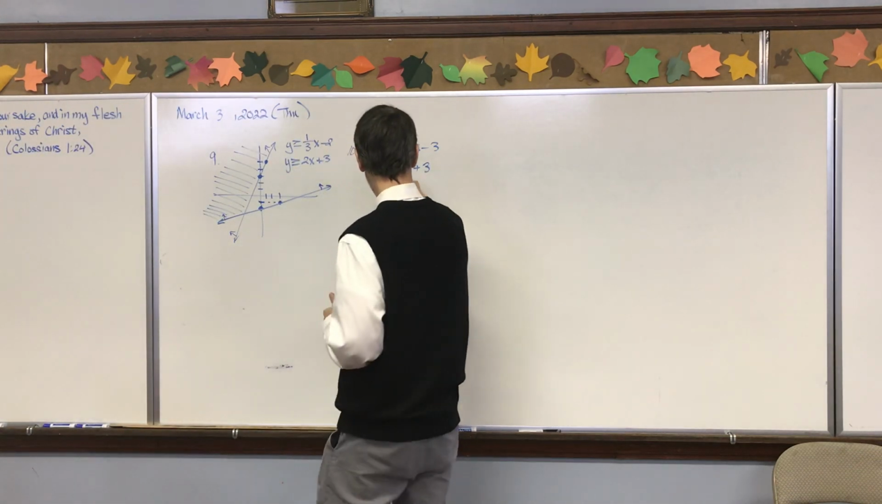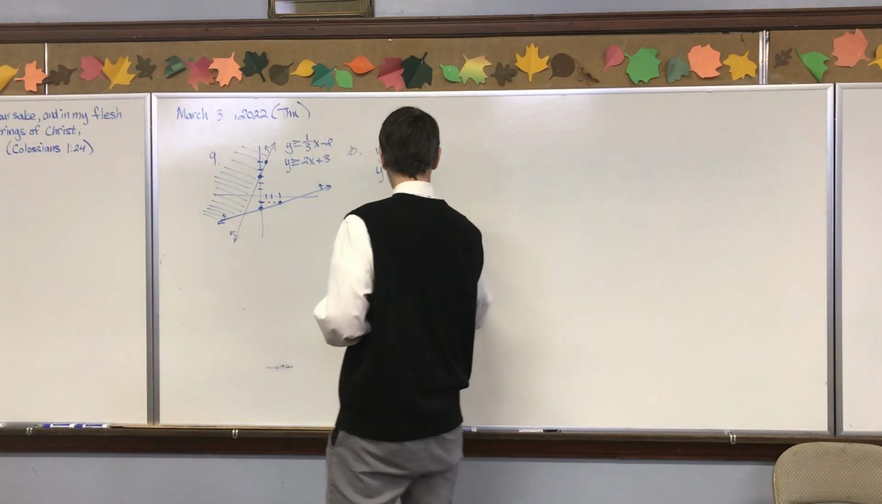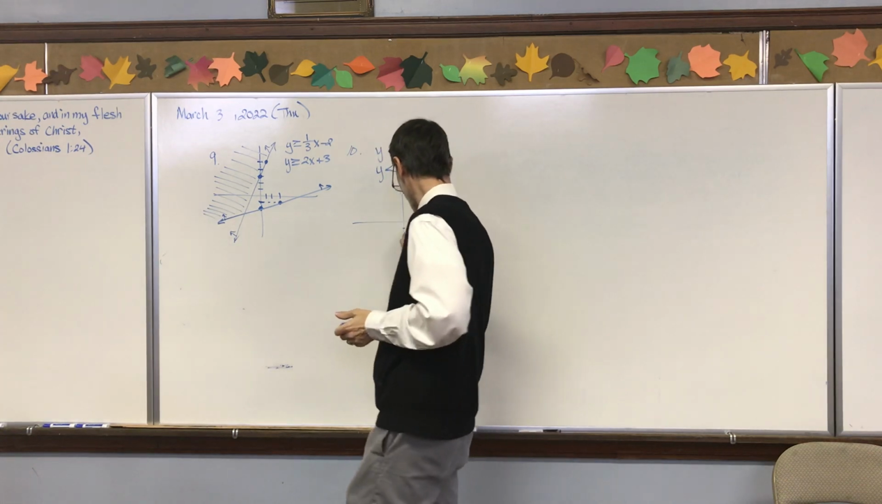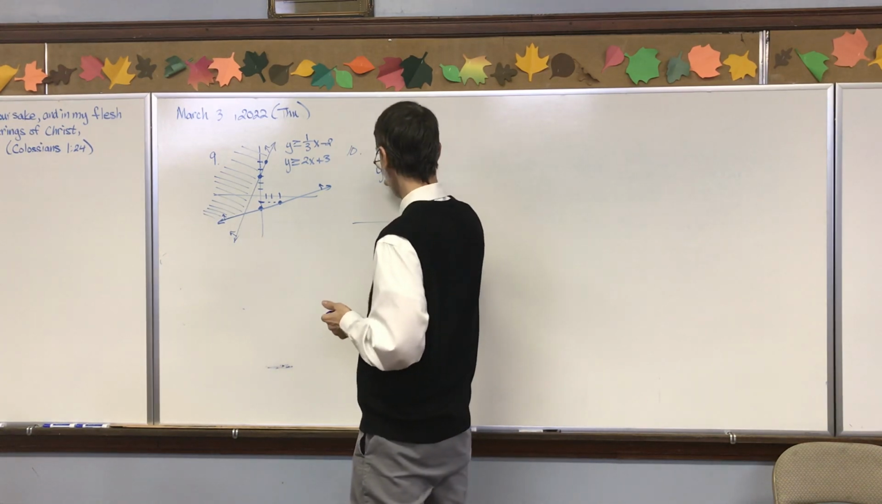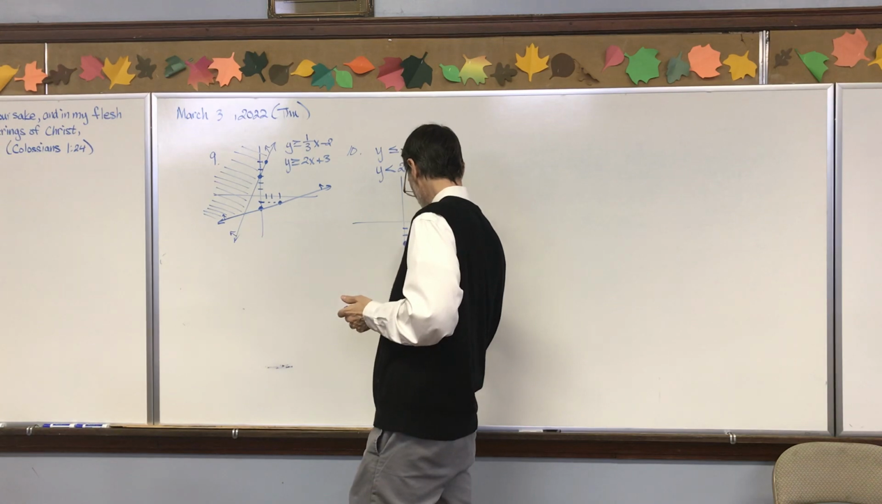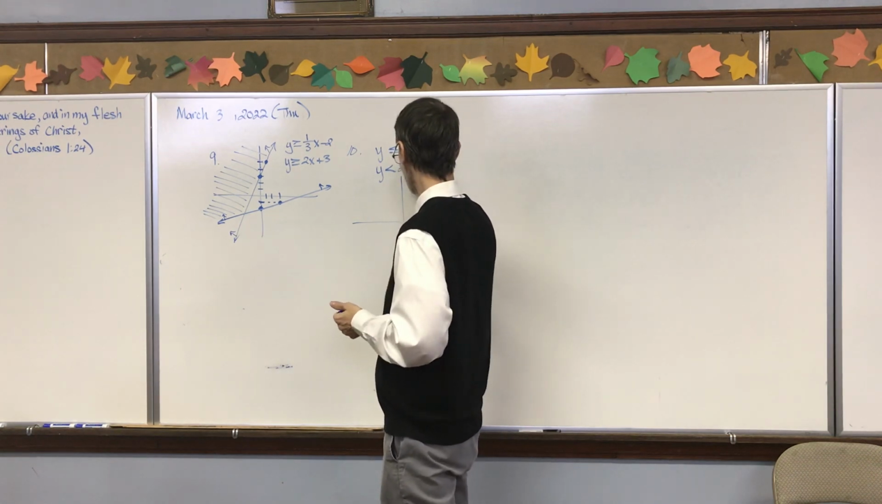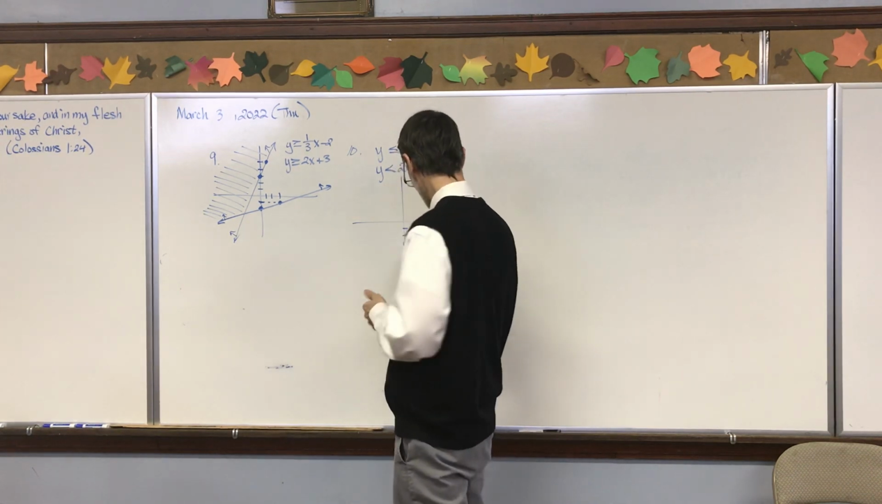Let's try that one. This one has a y-intercept of negative 3, solid dot because it has an equals in it, and the slope is negative 4 over 1. Now you could go down 4.